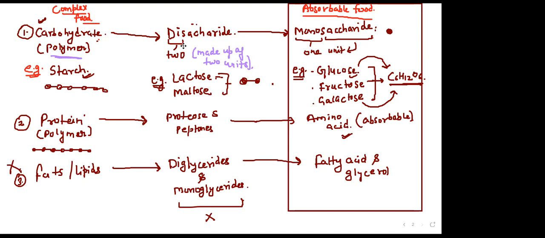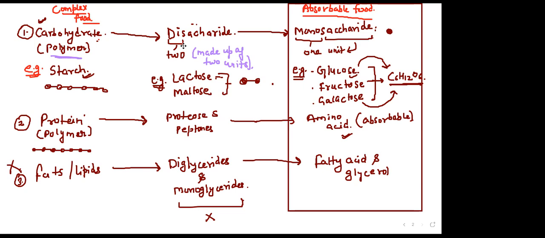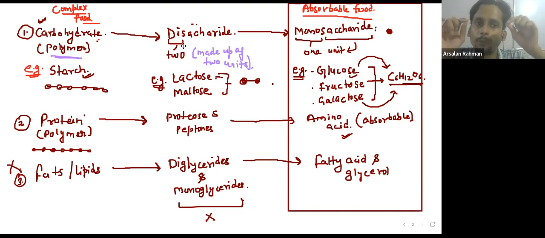So glucose is an example of carbohydrate, which is a monosaccharide. We divide carbohydrate into three forms. Very long chain called polysaccharide, made up of two units called disaccharide, and the simplest form is called monosaccharide. The examples of monosaccharides are glucose, fructose, and galactose.